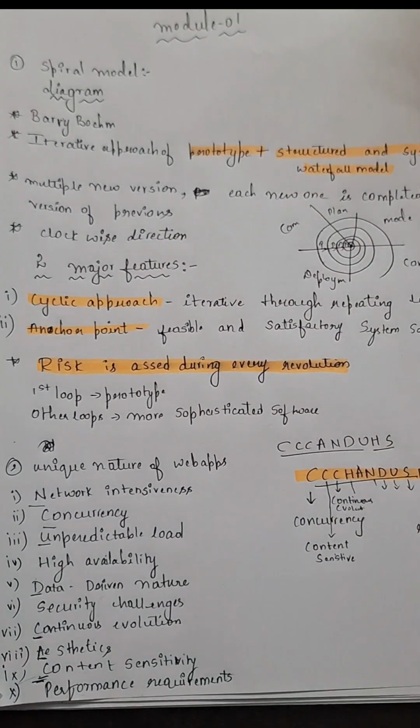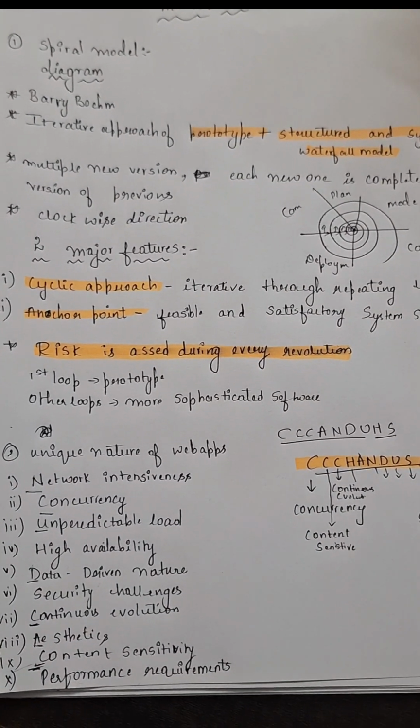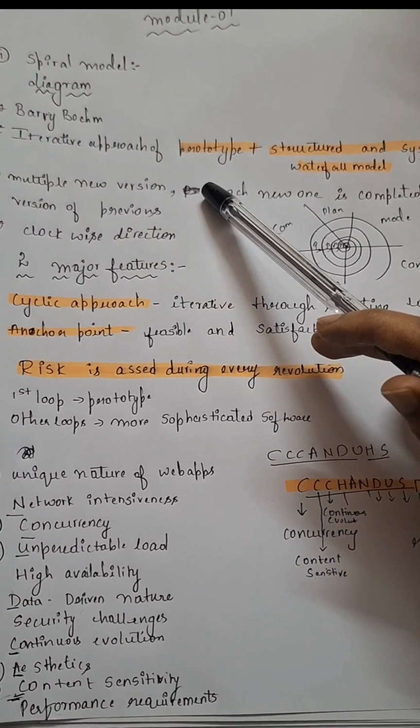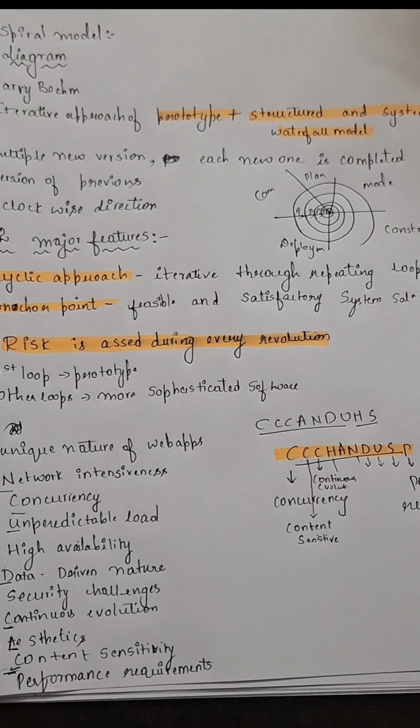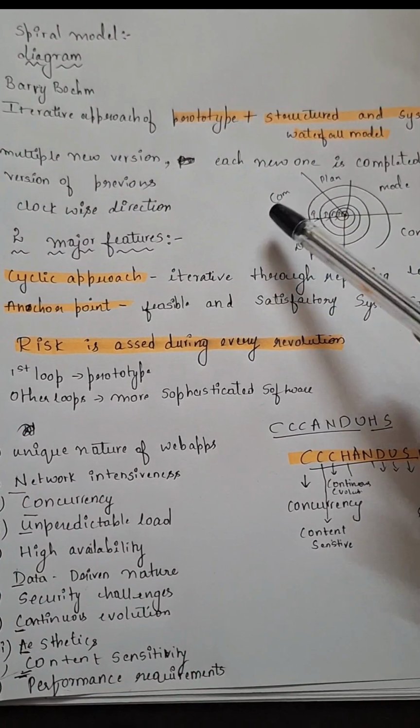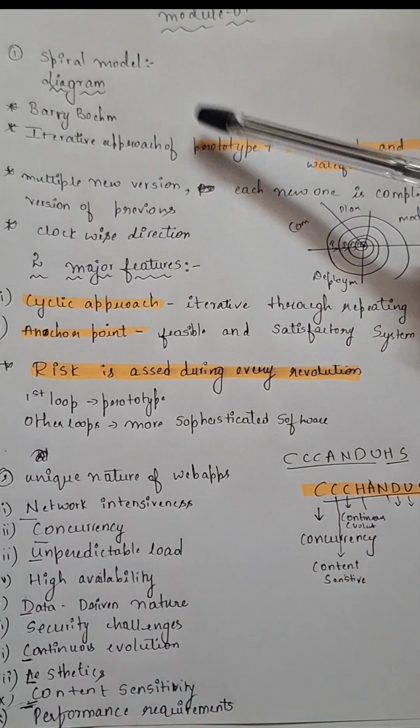This is the video for last moment preparation or revision for first module. So spiral model, first you have to draw the diagram. This is the diagram: communication, planning, modeling, construction and deployment. For your understanding, I have written it in the short form, and it was proposed by Barry Boehm.